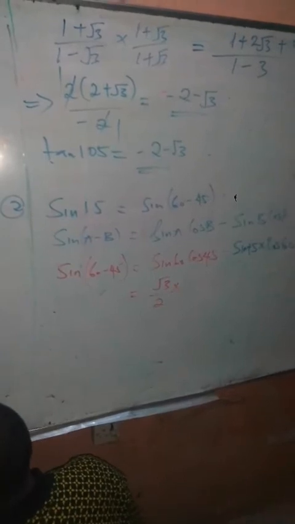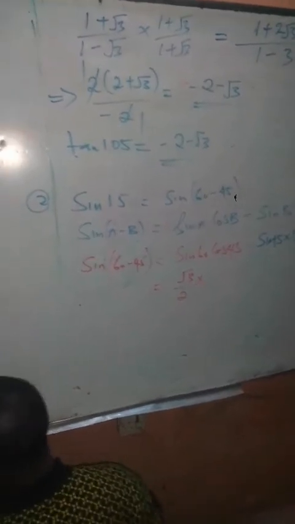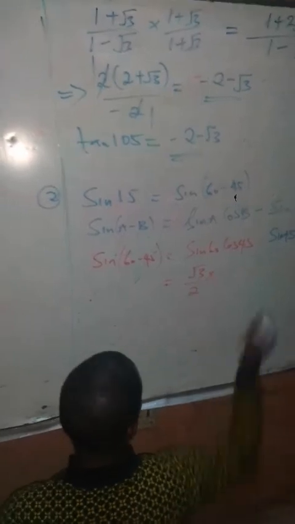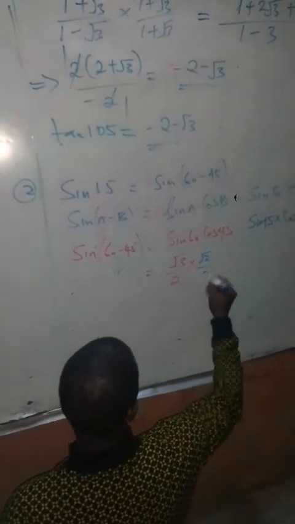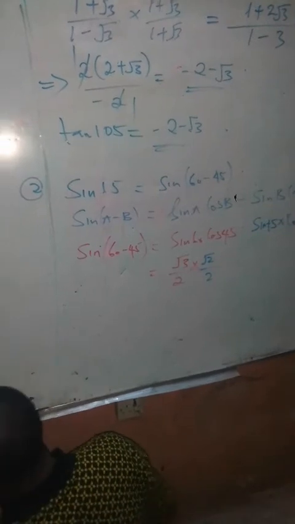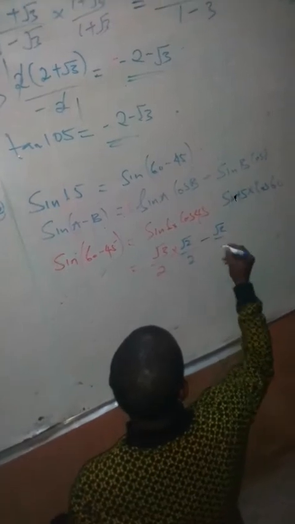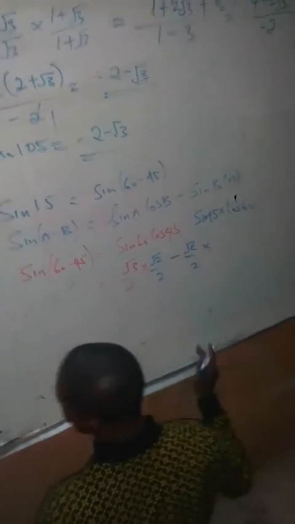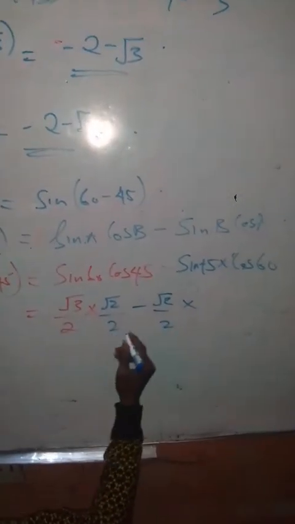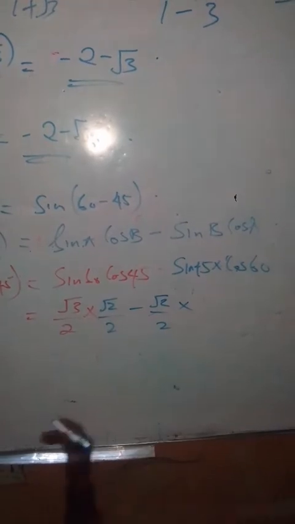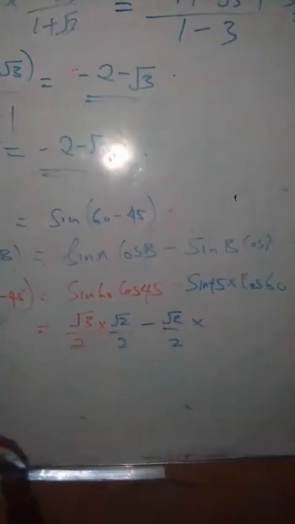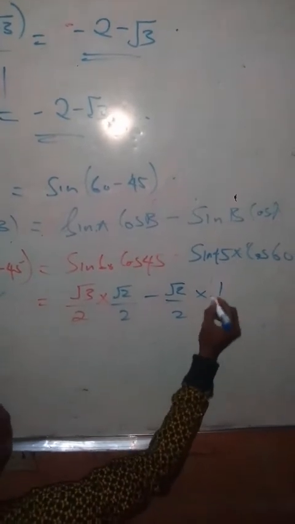What is cos 45? Cos 45 from here will also be root 2 over 2, which is what we have on the board. Now we also have sine 45, which gives a similar result, root 2 over 2, times cos 60. What's cos 60? Cos 60 will give us 1 over 2, which is adjacent over hypotenuse.